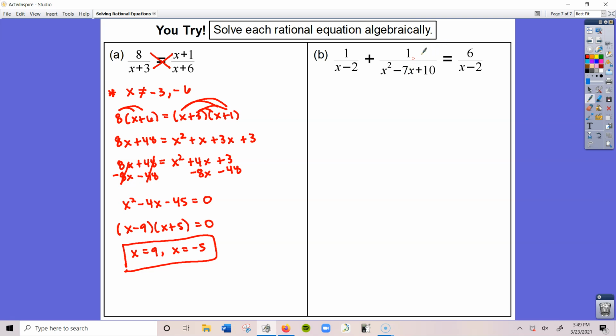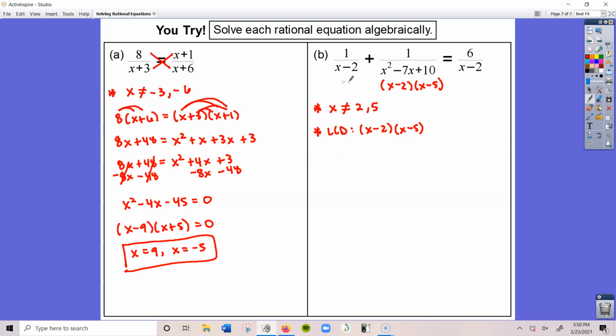Now let's look at this last one here. We have 1 over (x - 2) plus 1 over (x squared - 7x + 10) is equal to 6 over (x - 2). I need my LCD, so I'm going to need to factor this. This is (x - 2)(x - 5). So a couple things here. We know our excluded values are 2 and 5. Now my LCD is going to be (x - 2)(x - 5), since those are all of my factors.